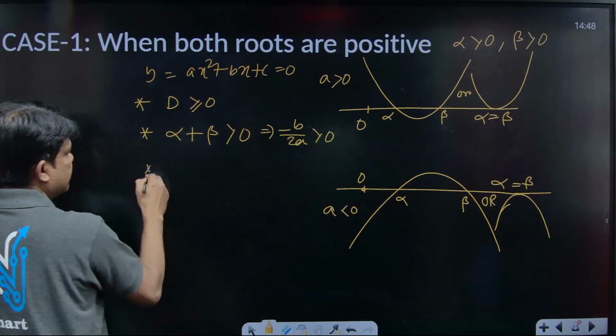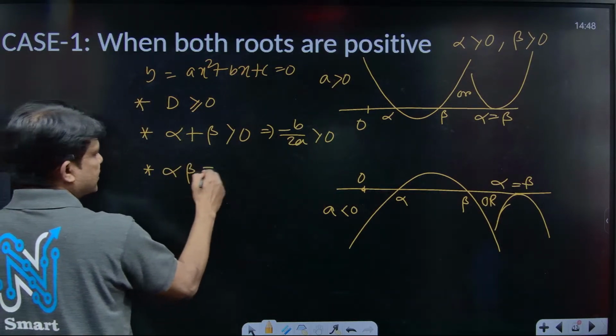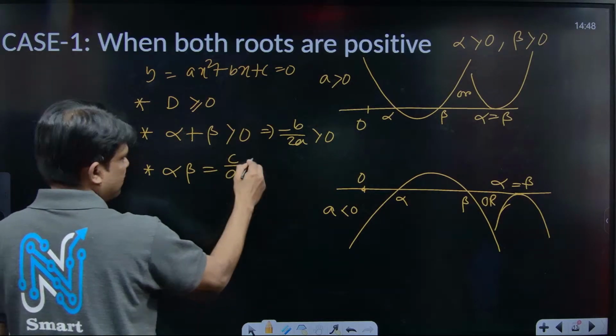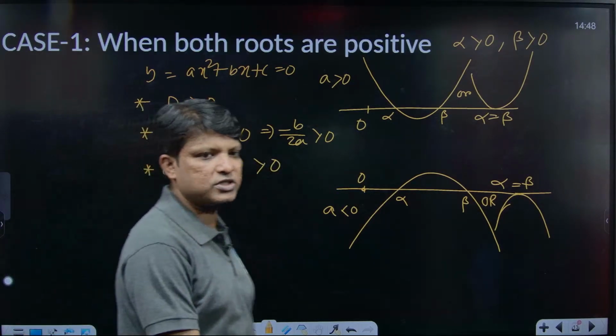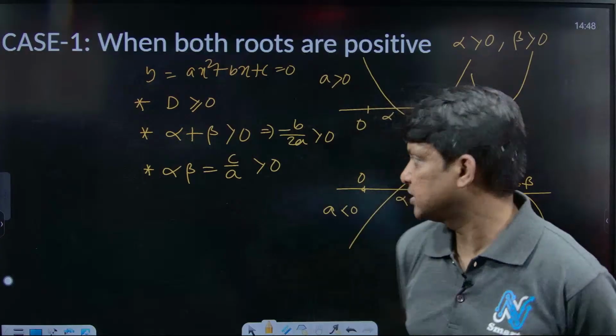Both roots positive, that means the product of roots alpha into beta is also positive, because the product of 2 positive quantities must be a positive quantity, that means c by a is positive.